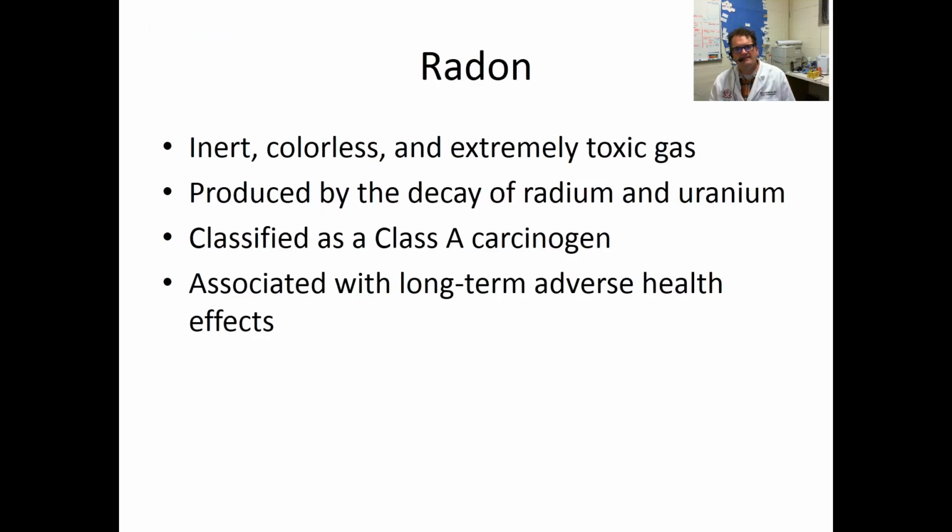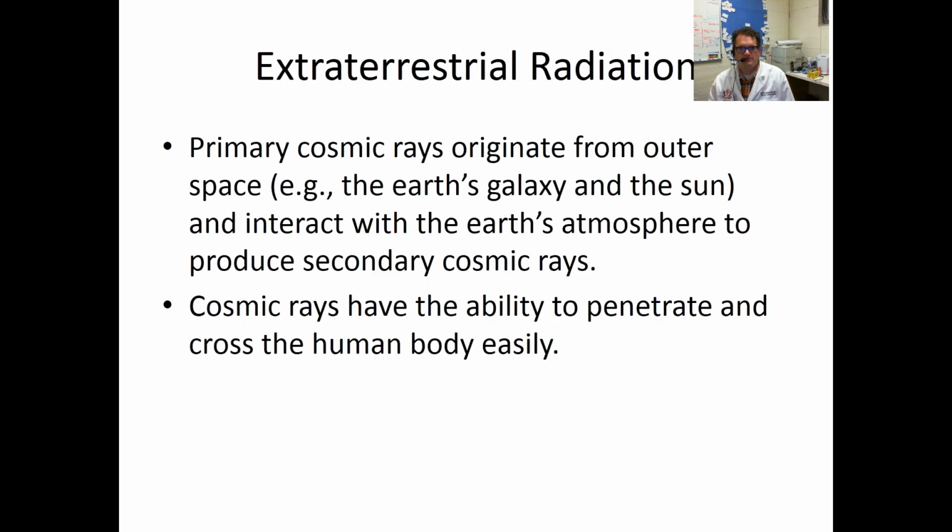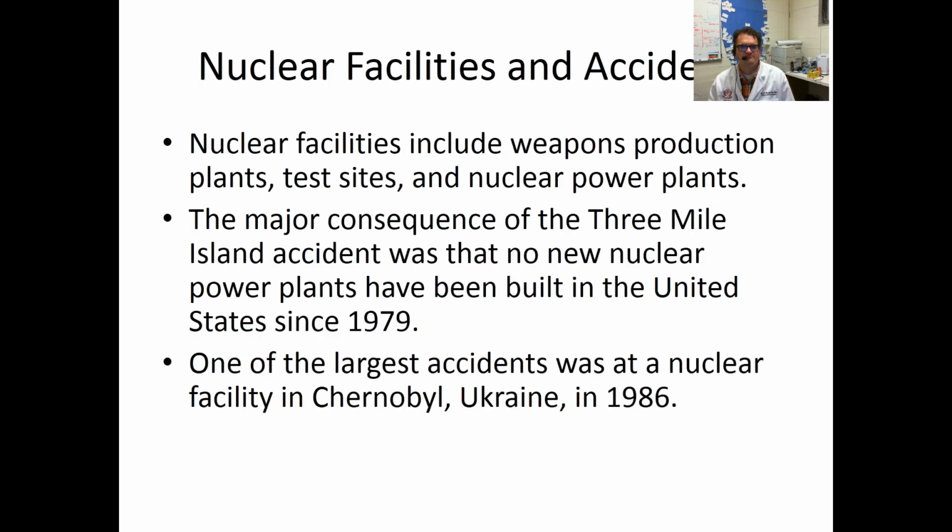Radon is produced by the decay of radium and uranium, and it's classified as a Class A carcinogen. So that means it's definitely going to cause cancer if you have an amount of it in your house. There's extraterrestrial sources, things that originate from outer space, cosmic radiation, and then there's some nuclear accidents.